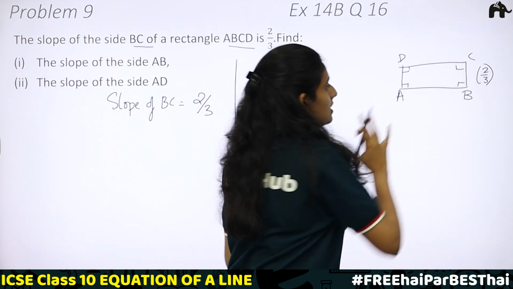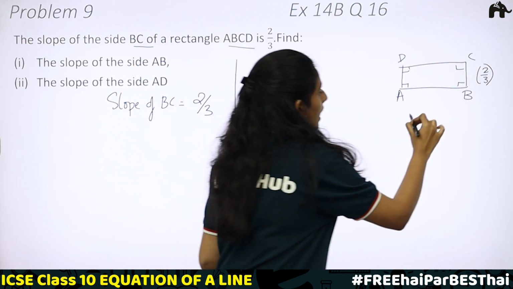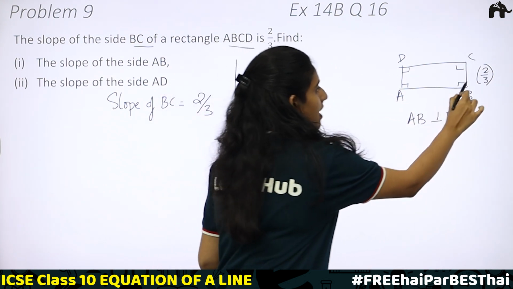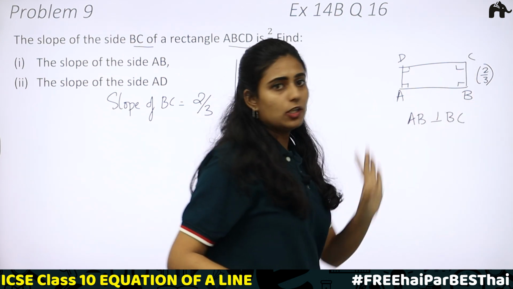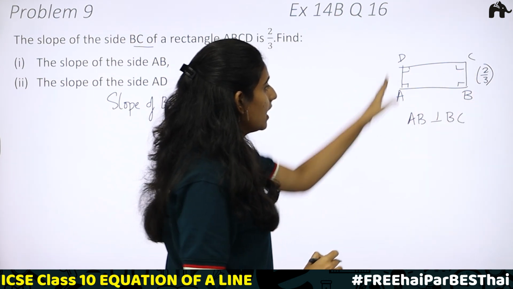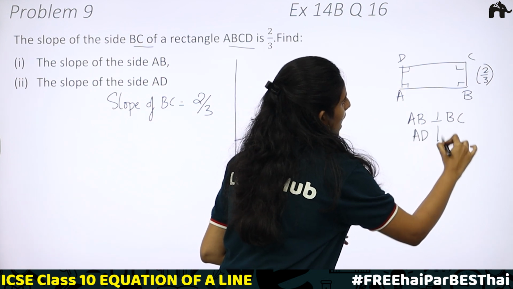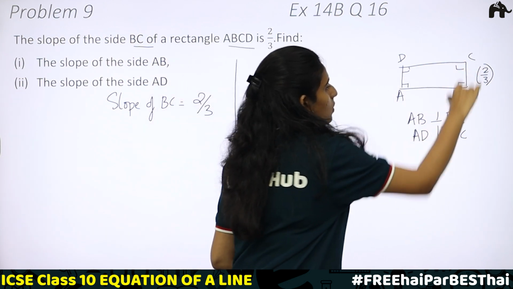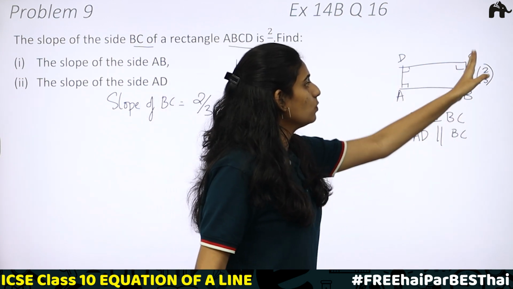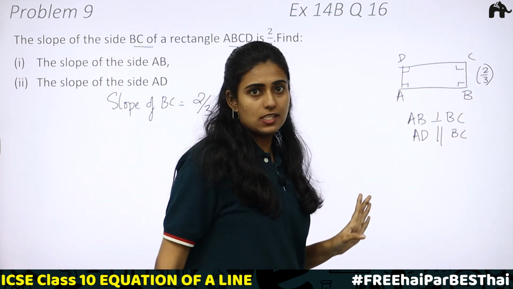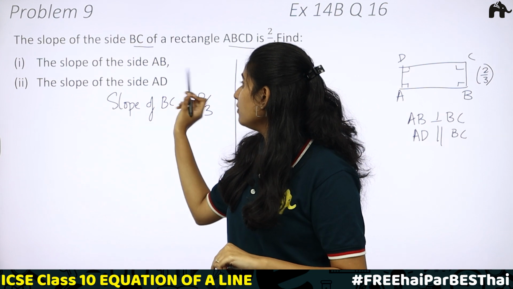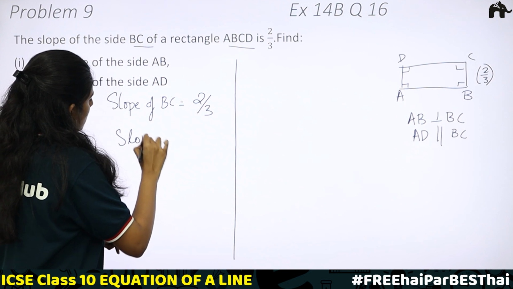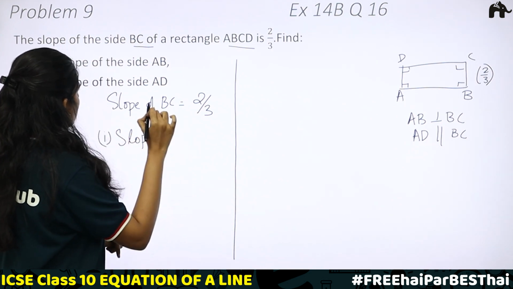Now when you consider this rectangle, we can understand that AB is perpendicular to BC. Yes, here we have 90 degrees, therefore side AB is perpendicular to BC. And we can say AD is parallel to BC. Also, CD is perpendicular to BC. I am comparing all the other sides with BC because the slope of BC is given. We need to find the slope of AB and slope of AD. First, let us find the slope of AB.